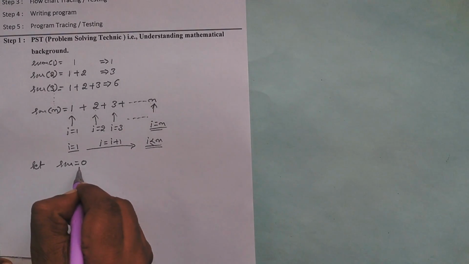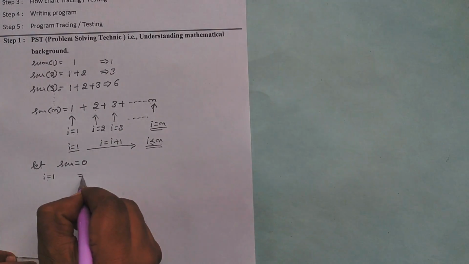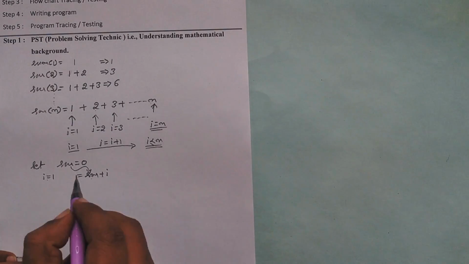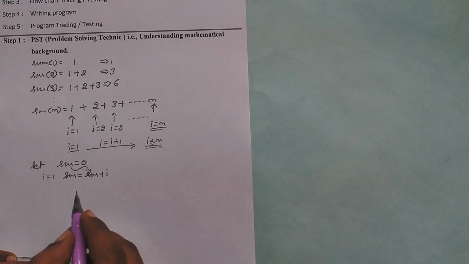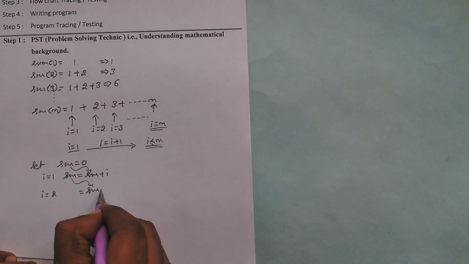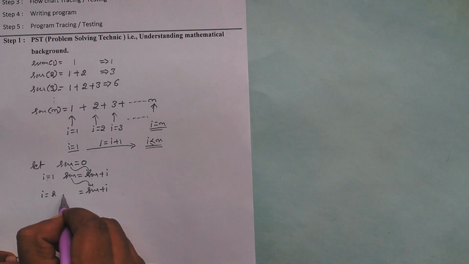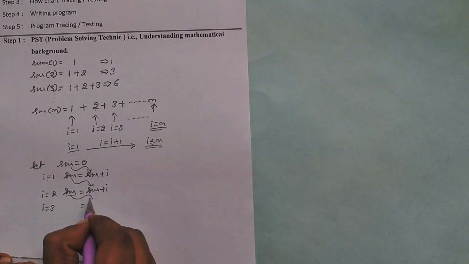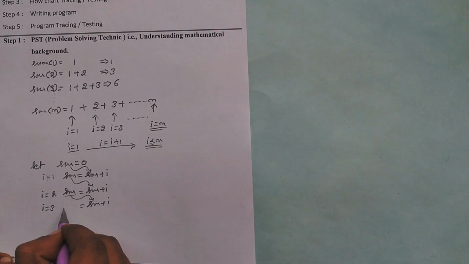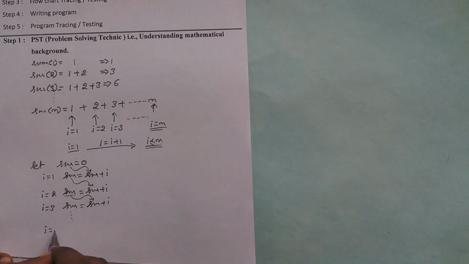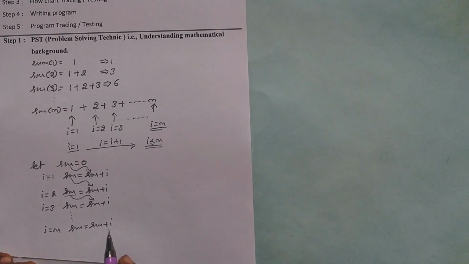Let sum equals 0. Whenever I is equal to 1, then sum equals sum plus I, that yields new sum. Whenever I is equal to 2, sum plus I, that will yield another sum. Whenever I is equal to 3, sum plus I results in another sum, and so on. Whenever I is equal to n, sum is equal to sum plus I.